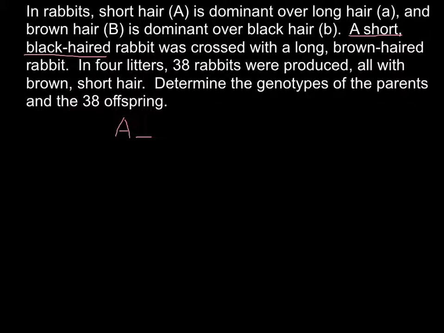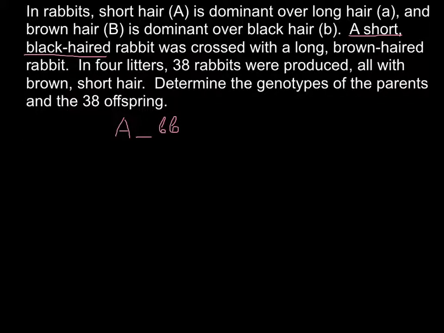Phenotypically, this parent would have short hair, so we just leave the blank space. And we know that this parent is black-haired. Black is the recessive trait, so we can put small b here, because this parent must be homozygous recessive for this trait, because if he had a capital B here, the color would be brown.